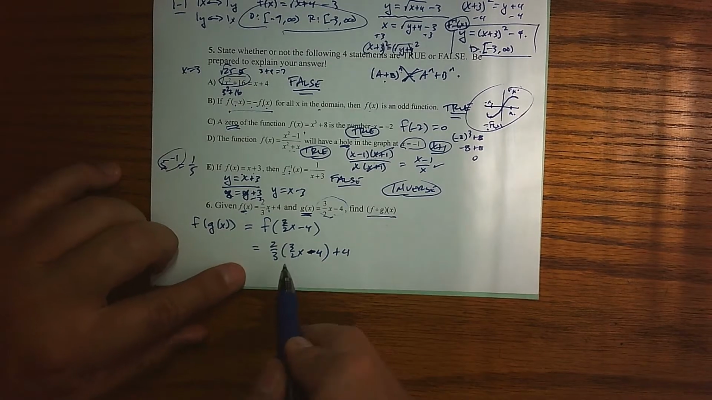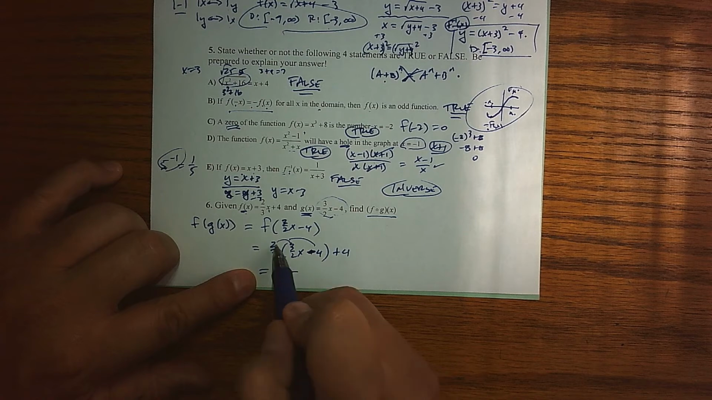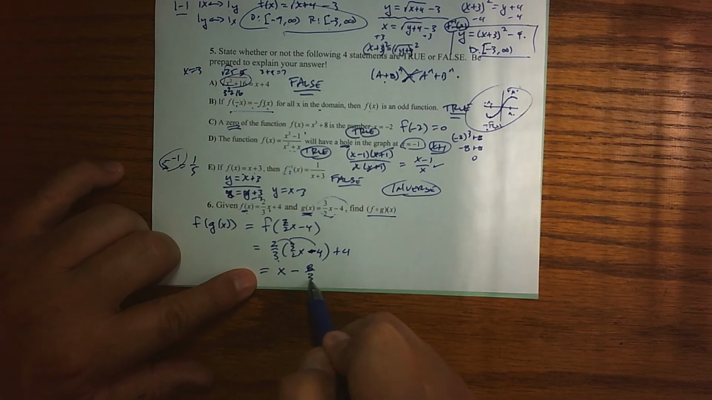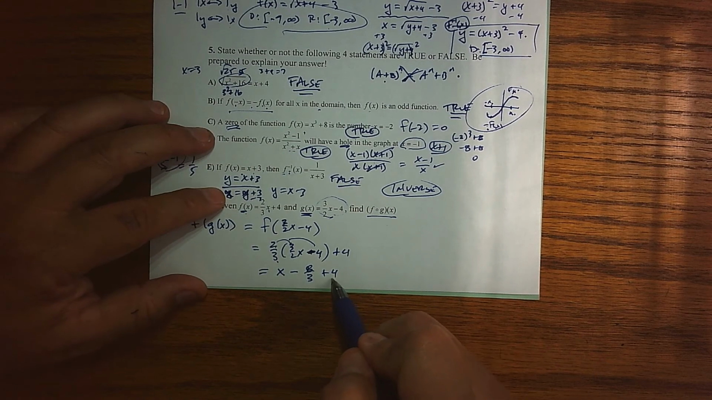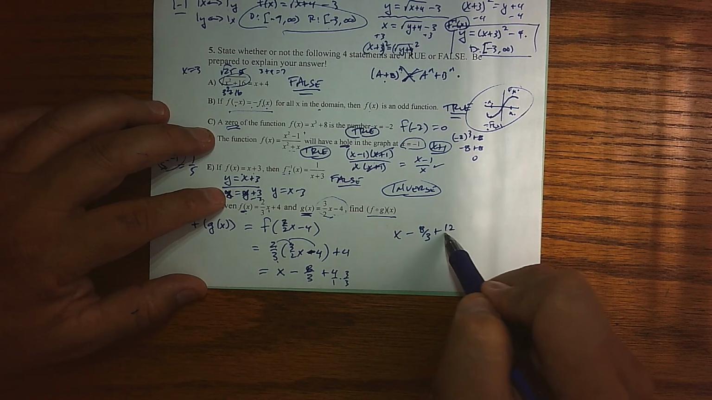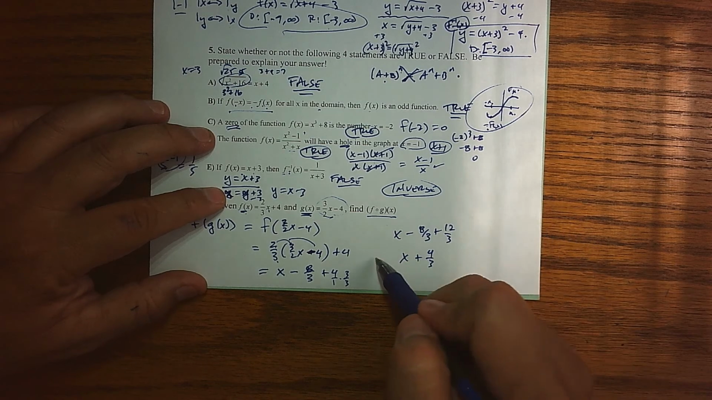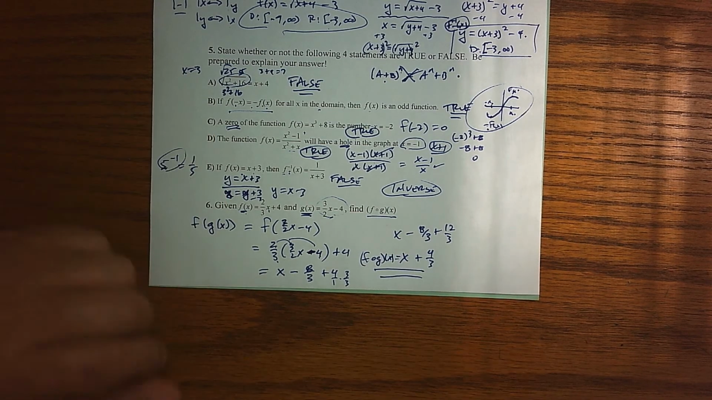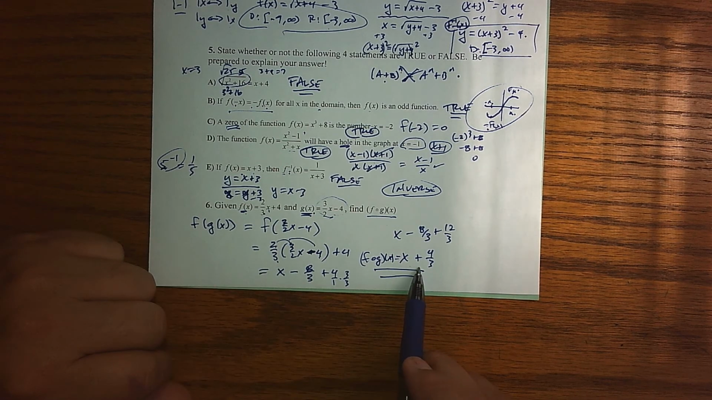2/3 times 3/2 is 1, but 2/3 times negative 4 is negative 8/3, and then plus 4. Getting a common denominator, 4 would be 12/3. You get x minus 8/3 plus 12/3. It looks like we get x plus 4/3. So there would be what that composition is equal to. If I compose this line with that line, what we end up with is that line.